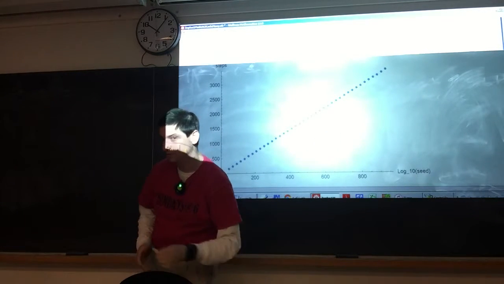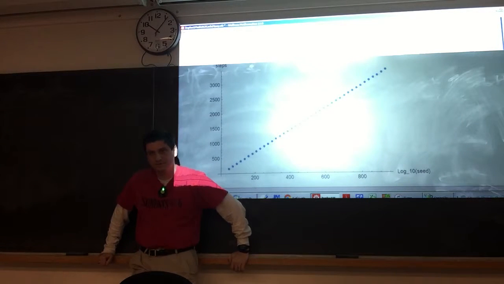So is this a proof that it's a linear relationship? No, we don't even know that the 3x plus 1 problem eventually goes down to 1. But this is strongly suggesting that the number of steps needed is going to be linear in the log of the power.